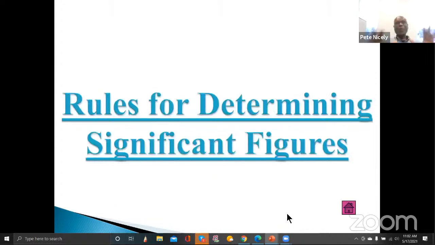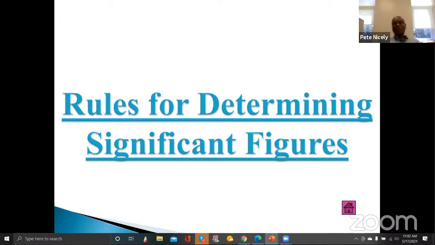Okay, so what I'm going to do right now is go through the rules for determining the number of significant figures in a measured value. In other words, if you're given a number in a question which represents a measured value, these are the rules you'd follow to find out which of the digits in the given number would be significant and which would not be.